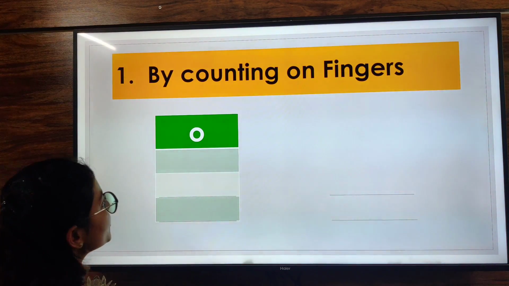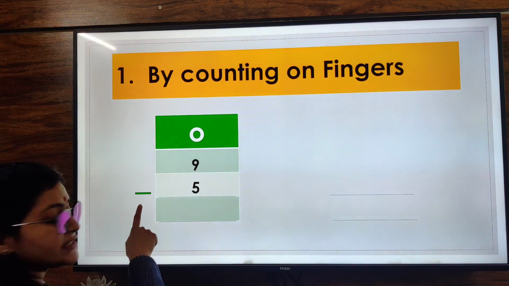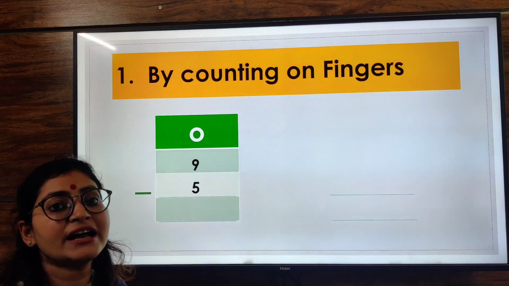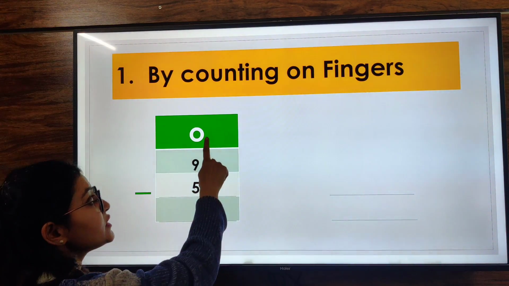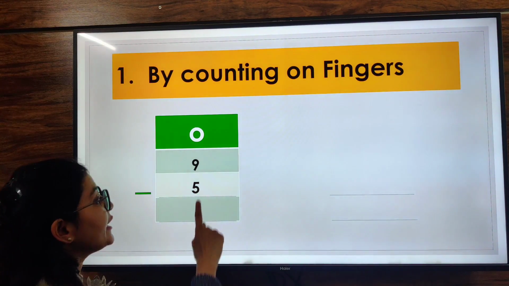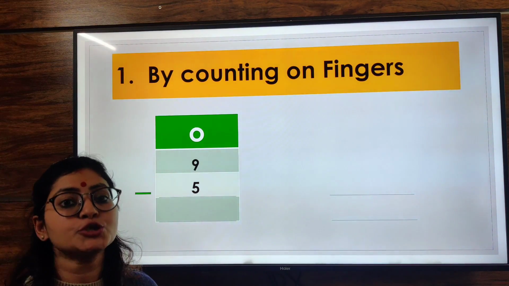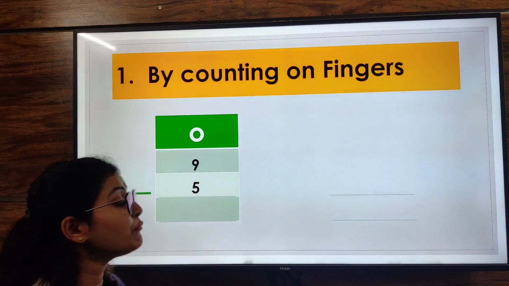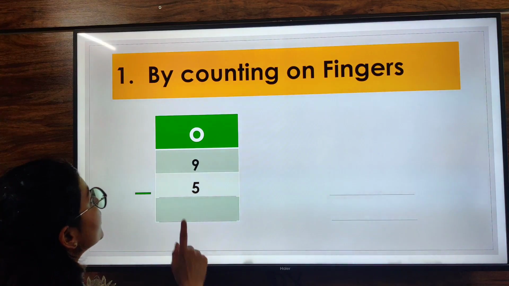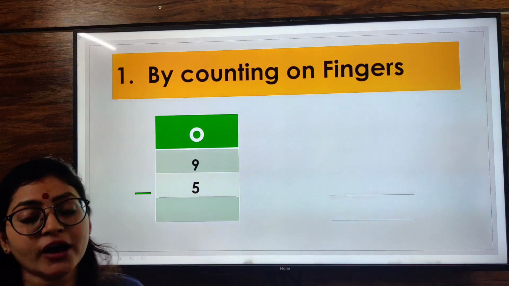In this, our first question is 9 minus 5. This is the sign of subtraction. Because this is the first video on subtraction, I have taken till ones place only. This O is for ones. In my question, my first addend is 9 and my second addend is 5. Whenever we do subtraction, we need to keep in mind that we will always keep the bigger number on top. The bigger number will be our first addend. So, I have 9 minus 5, and my method is by counting on fingers.